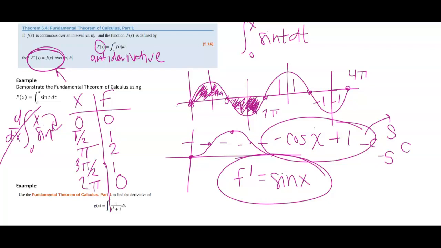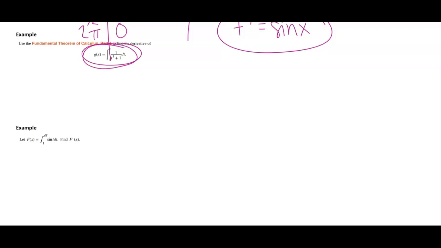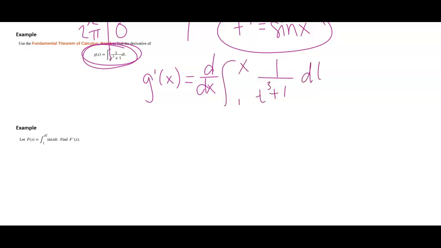So let's look at a more complicated example. On this one, I'm actually not going to have a formula to be able to integrate this. But if I just needed to find the derivative, I need to just find g prime of x. Then that's the derivative of this integral. These cancel, and I need my independent variable to now be x. So g prime of x is 1 over x cubed plus 1.